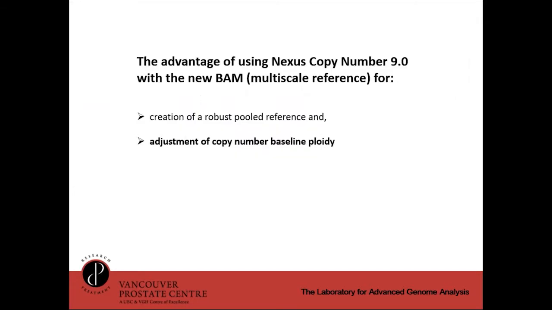So now the next thing I want to talk about that's a definite benefit of this Nexus Copy Number 9 version with the new multiscale reference is the adjustment of copy number baseline ploidy. And this has been sort of the thorn in the side of looking at copy number for a long time, especially in the CGH days.